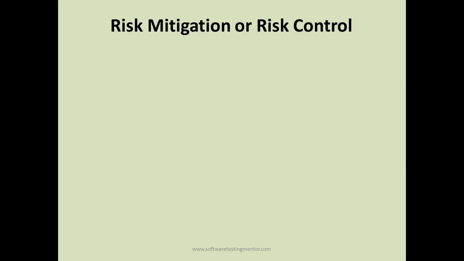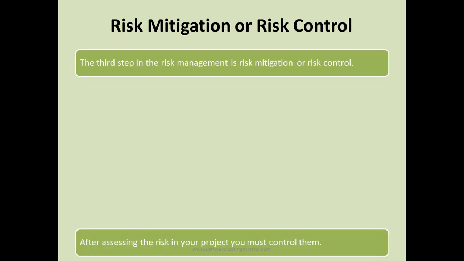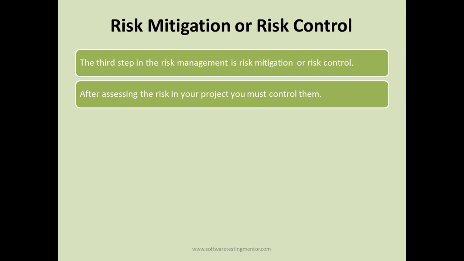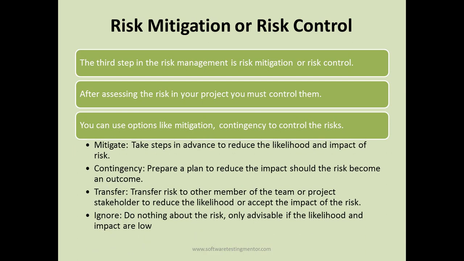Then the third task is risk mitigation and control. So the third step in risk management is mitigation or risk control. After assessing the risk in your project, you must control them. Controlling or mitigating a risk is the most important step in risk management. You can use options like mitigation or contingency to control the risk.